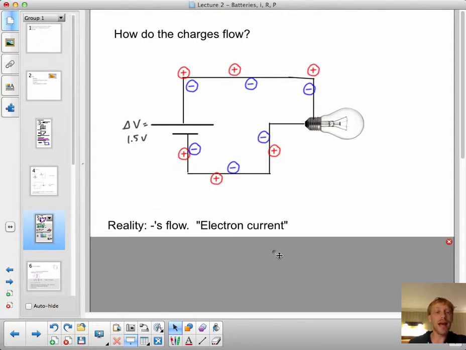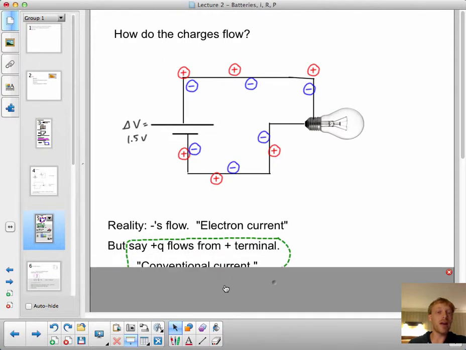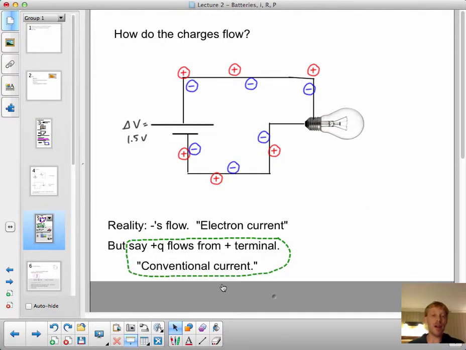So in reality, we know that negative charges flow that way. That's the electron current. But from now on, from this slide on, we are going to imagine that positive charges are flowing the opposite direction. We're going to imagine the negative charges are stationary and positive charges are flowing around. It's kind of nicer to think of the movement of positive charges than negative charges, and a movement of positive charge in one direction is mathematically equivalent to movement of negative charge in the opposite direction, so it's okay.